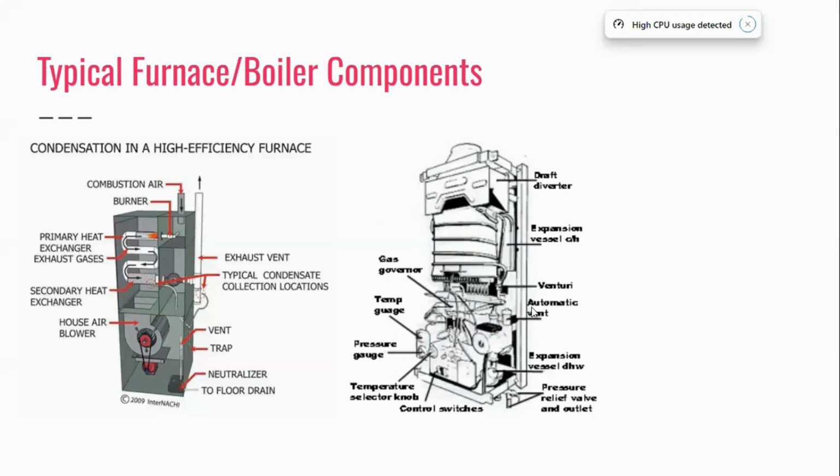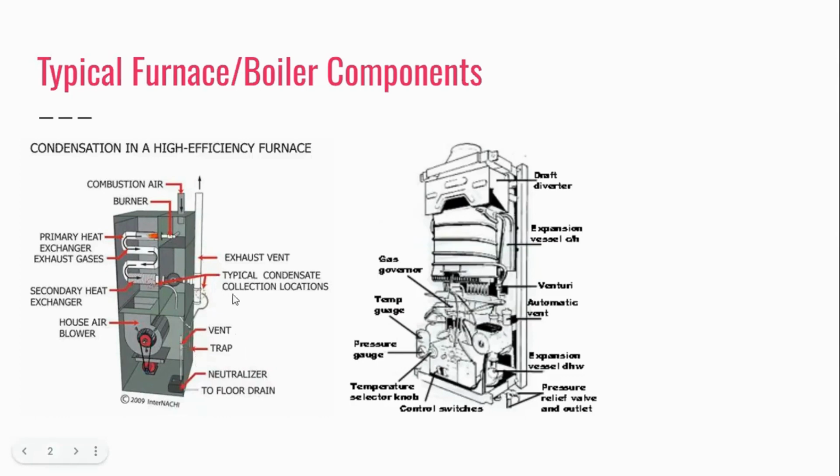You have Venturis as your burner here on boilers, whereas you have burners also on a furnace, right? You have the same thing. It just looks different. Does the same job. With a furnace, you have combustion air intake as well. Both have drains. You will have a condensate drain on a boiler, just like you will on a 90% or higher furnace. That's another super important one.